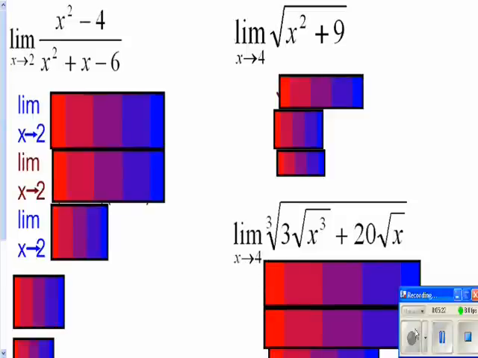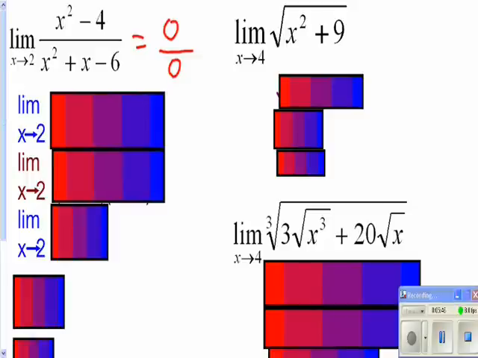We're going to try to go ahead and just use that direct substitution. Just plug in what we have. So we're going to plug in 2. You plug in 2 on the top, you get 4 minus 4, which is 0. You plug in 2 on the bottom, you get 4 plus 2 minus 6, which is 0. You get 0 over 0. That's an indeterminate form.